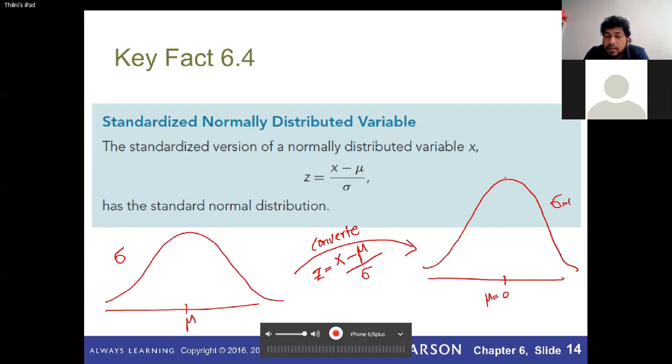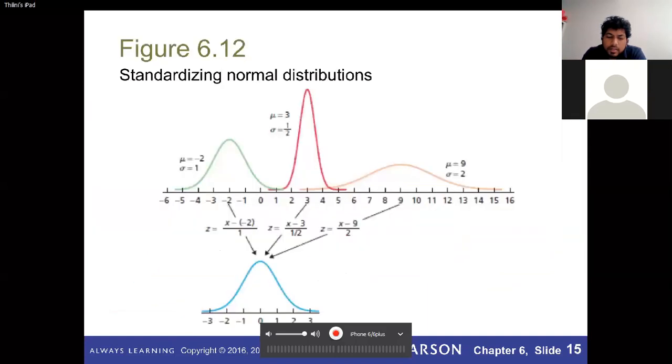Most of the time we use this. I'll explain later, we have the z table and those things. The z table is based on the standard normal distribution. So if we have a normal distribution, we have to convert those values into the standard normal distribution and then do our calculation. So we have to convert. Keep this in your mind. This is the standard normal distribution.